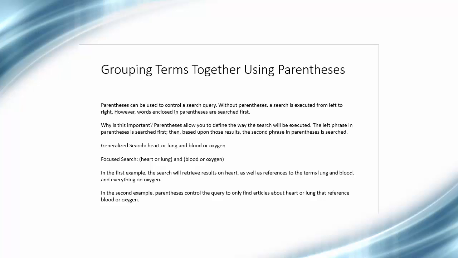Please see the generalized search and the focus search. In the first example, the search will retrieve results on heart as well as references to the terms blood and lung, and everything on oxygen. In the second example, parentheses control the query to find only articles about heart or lung that reference blood or oxygen.